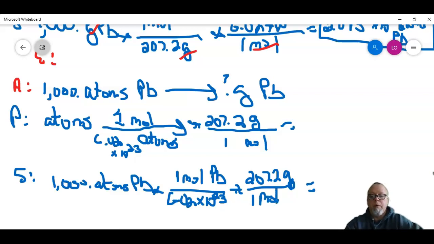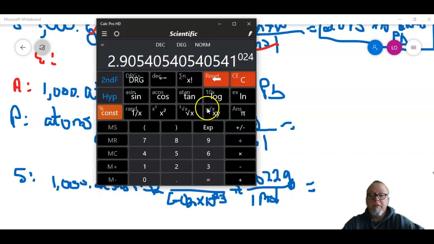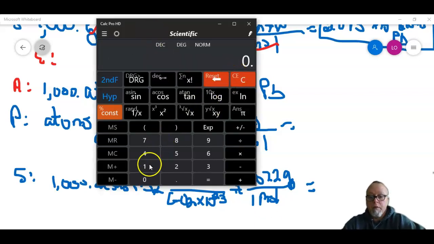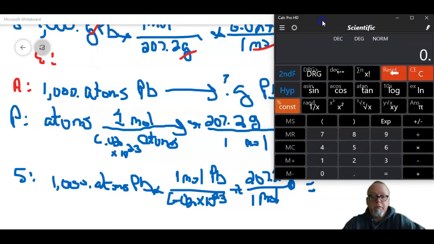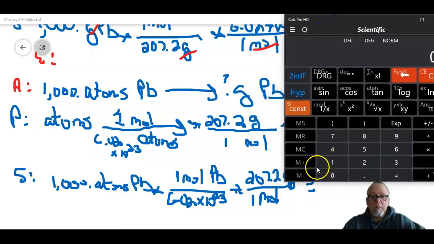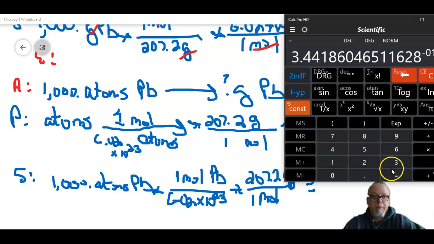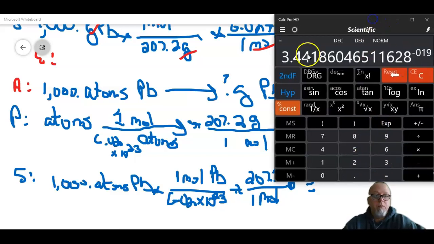And we end up with what? Let's see what we have. It should be a very small number. Sorry about that. Let's move this over here. So we have 1,000 times 1 times 207.2 divided by 6.02 times 10 to the 23rd. And that is equal to, well, we have 4 sig figs, so 1, 2, 3, 4. 3.441, well, 3.442 times 10 to the negative 19.